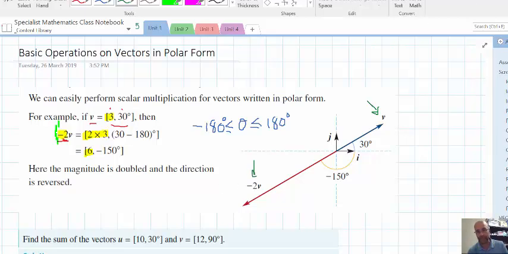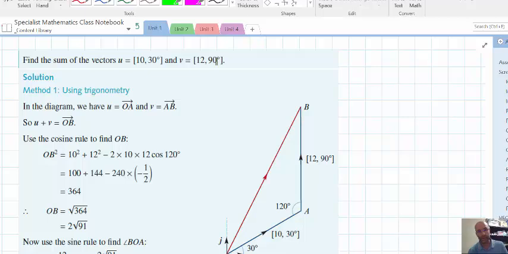Let's look at one that's a bit more sophisticated. In the past, we've looked at finding the sum of two geometric vectors or two vectors in component form, and we add the corresponding components. We just make sure that they're head to tail if they're geometric, and it's fairly straightforward, to cut a long story short. However, when we've got vectors in polar form, it's not quite as straightforward.